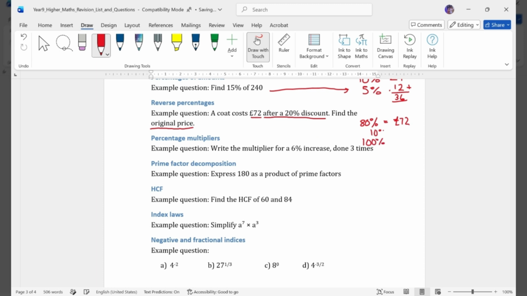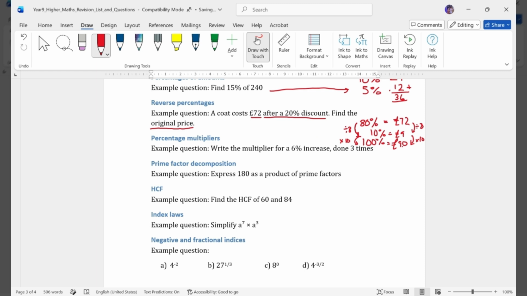So we're going to go via 10%. How many 10s go into 80? Oh, that's 8. So I need to divide this by 8 and also divide this side by 8. So I go down to £9. And then to get up from 10% to 100, I'd need 10 of them. So let's times that by 10 and times that by 10. Hopefully you can write these out a bit neater than me, with some £90.